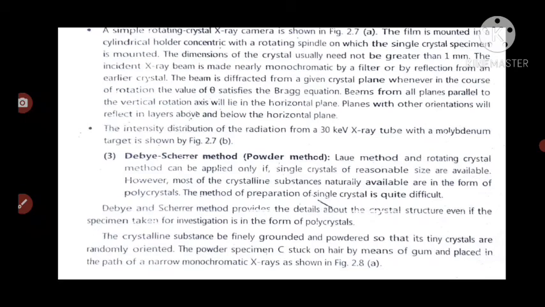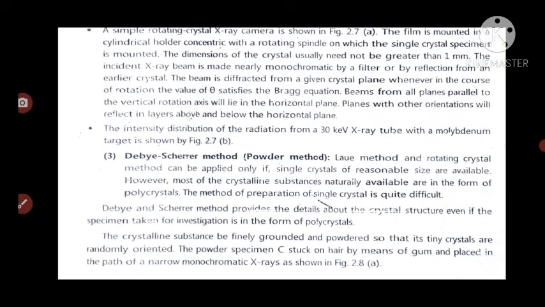However, most crystalline substances are naturally available in polycrystalline form, and preparing a single crystal is quite difficult, so that's why we use the X-ray diffraction powder method. The Debye Scherrer method provides details about the crystal structure even if the specimen taken for investigation is polycrystalline, and that crystalline substance is finely ground or powdered so that its tiny crystals are randomly oriented.